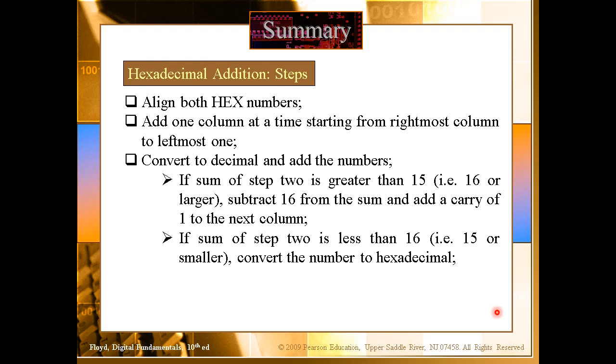And then if the sum is 15 or less, we can always write the answer, right? For example, if the sum is 15, what do we write? F. If the sum is 14, we write E. If the sum is 12, you can write C. But the problem is, if the sum is 16 or more, what happens? Because it's possible that your sum is 16 or more. When it is 16 or more, what we do is subtract 16 from that sum and then write it down. For every subtraction like this, we will have a carry in the next column.